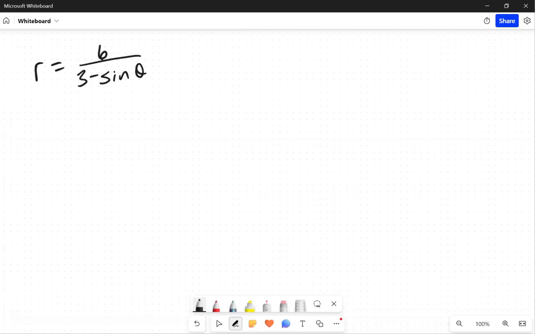I saw your equation, or the question you had, which said to describe the conic, and it gave you an equation similar to this. You'll notice that this is not the exact equation that you had, but it is very similar in structure. So I'm going to go through this one, and then you can see if you can take what I'm explaining here and apply it to the question you had.